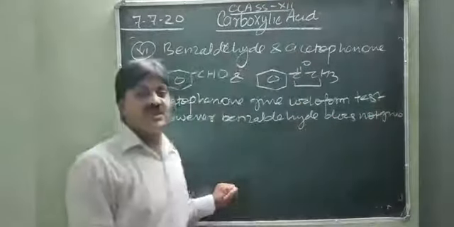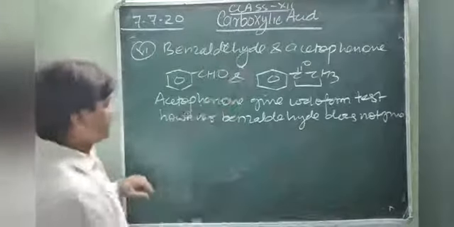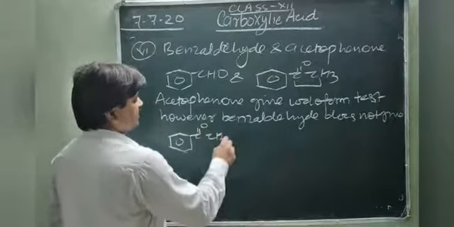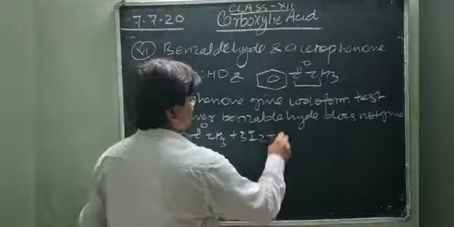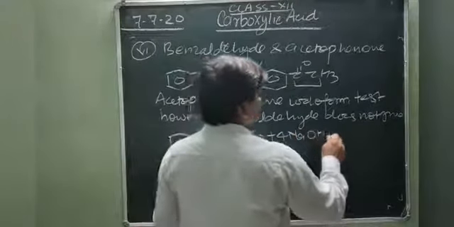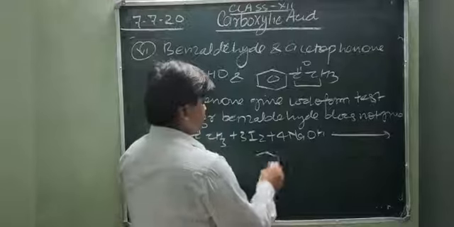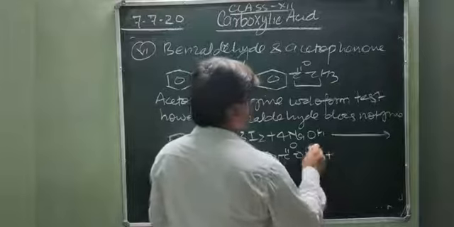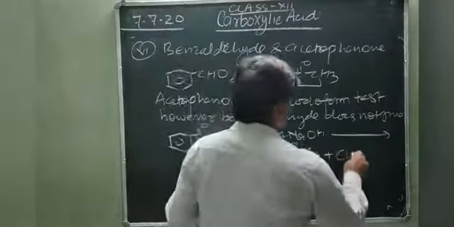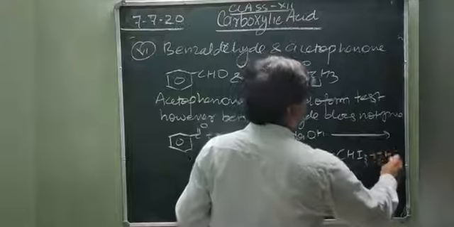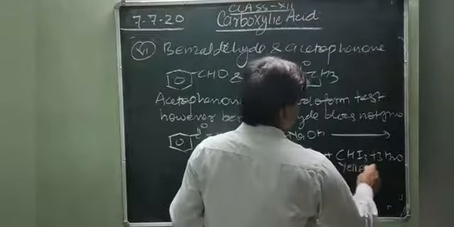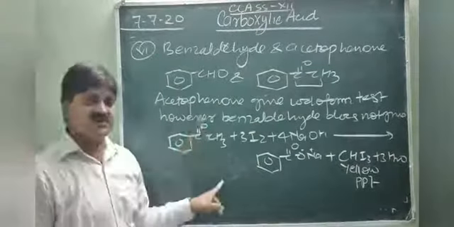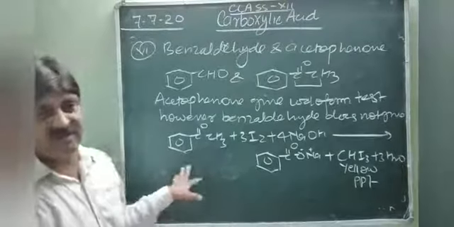So what will be the reaction of the iodoform test for acetophenone? This is C6H5COCH3 plus 3I2 plus 4NaOH, forming C6H5COONa, the sodium salt of the acid, plus CHI3, iodoform, plus 3H2O. So a yellow precipitate of iodoform formation takes place in the case of acetophenone. Benzaldehyde does not give this test. So you can distinguish between this pair of compounds.